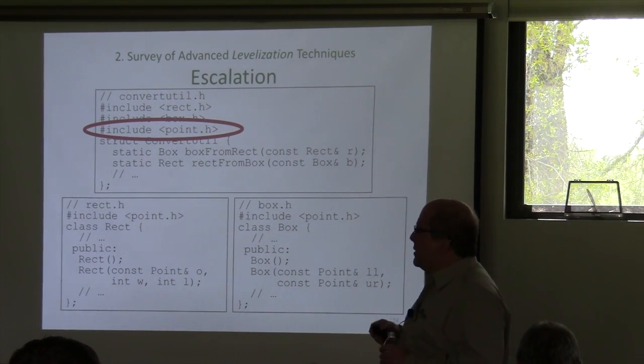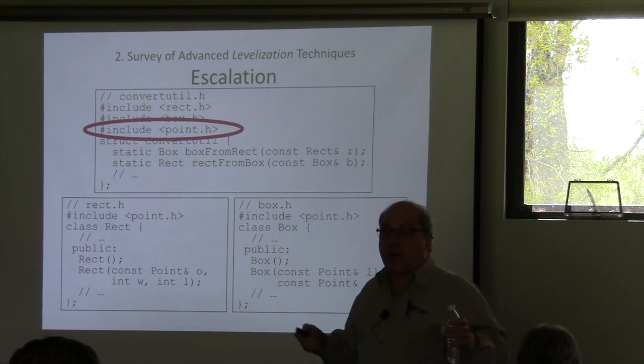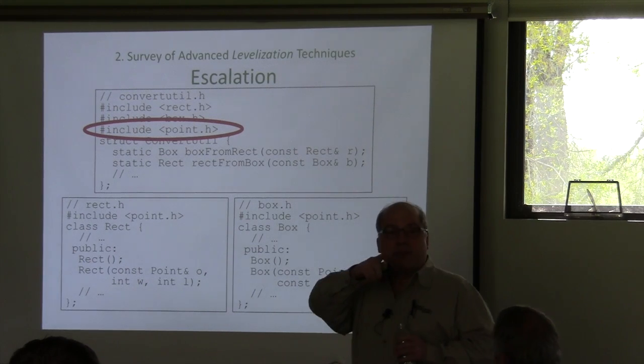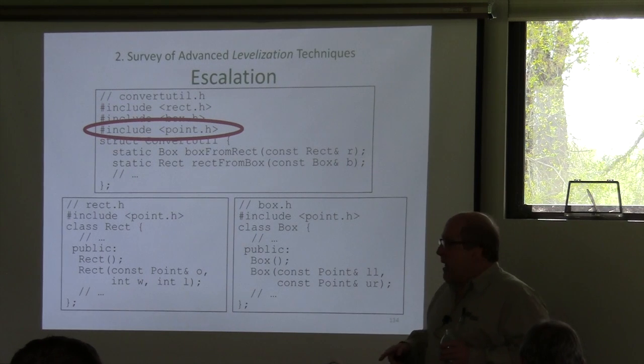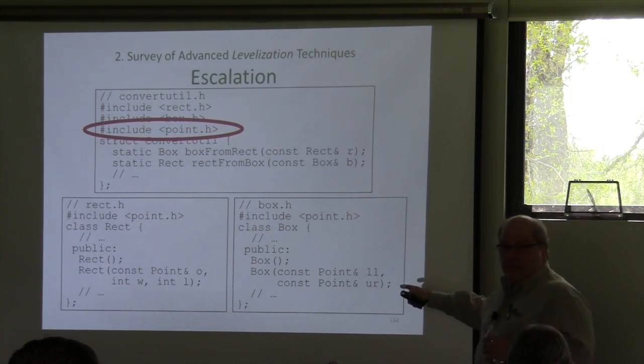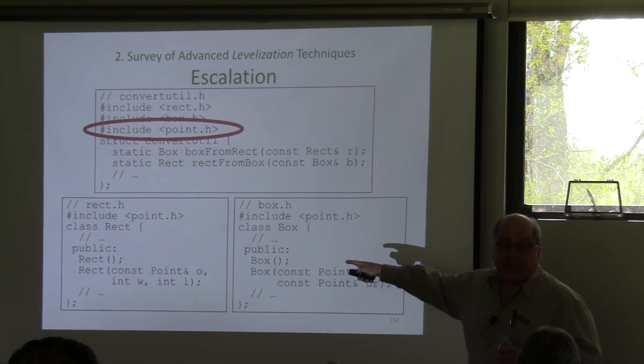So why do we need to include point up there? If we're already including it in both of these, why bother? Okay, and it's a maintainability thing. Did you have anybody want to take a guess? When the rectangle or box ceases to depend on point. Or ceases to depend on it at compile time.